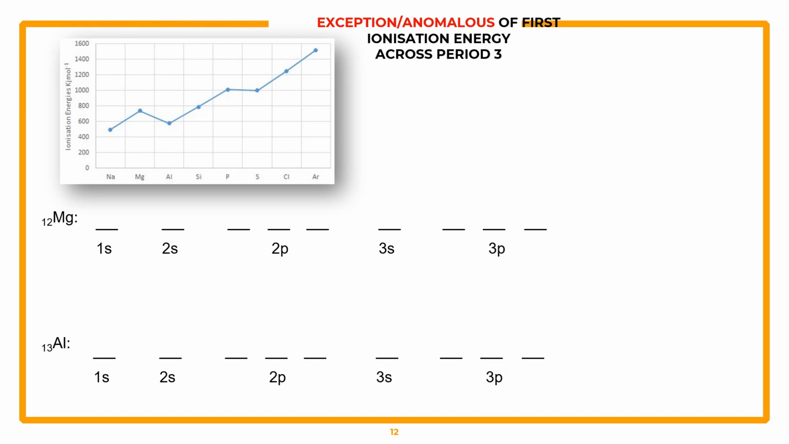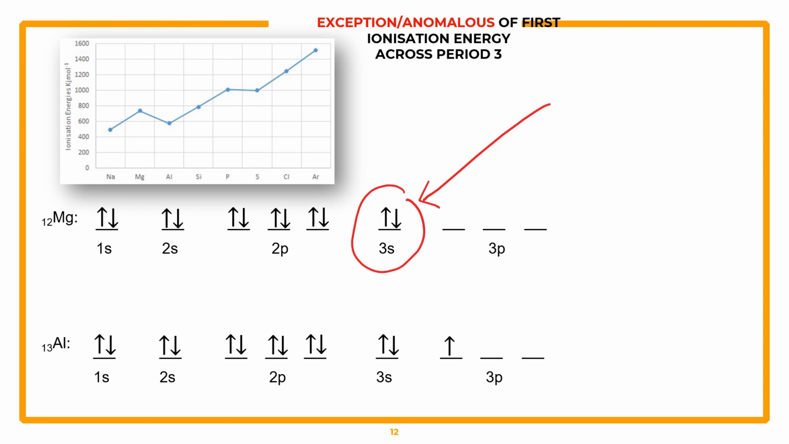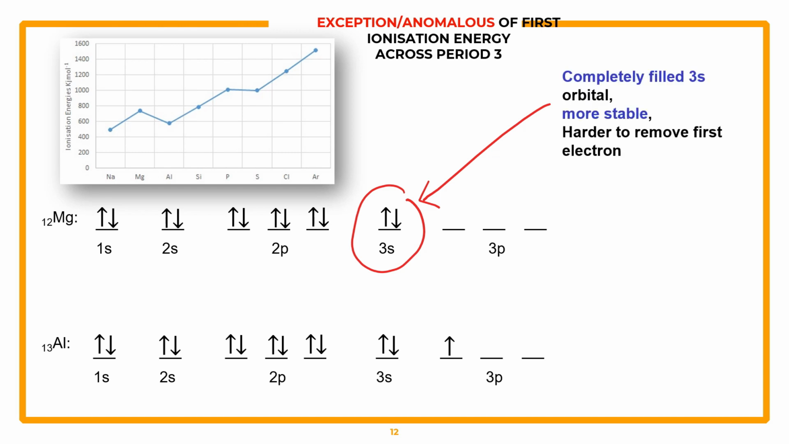To see it more clearly, let's draw the orbital diagram for magnesium and aluminium. Magnesium has 12 electrons, so you have to arrange 12 electrons in this orbital diagram. For aluminium, we have 13 electrons, so this will be the arrangement of the electrons in aluminium. Here in the 3s of magnesium, you can see there is 3s2. This refers to a completely filled 3s orbital, which is a more stable arrangement, so it is harder to remove the first electron from the stable electronic arrangement.